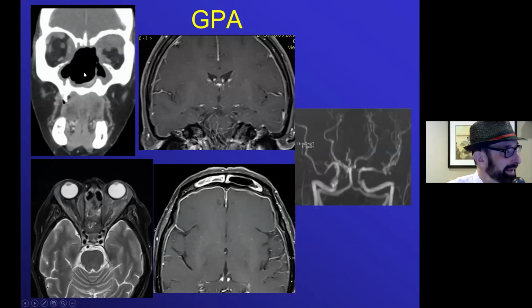So here is my vision of GPA as a neuroradiologist. That is sinonasal disease associated with nasal septal perforation, bony erosion, and potentially involvement of the orbits with this diffuse inflammatory process that encases the extraocular muscles and the extraconal space, and generally low signal intensity on T2 weighted images of the orbits as well as the sinonasal cavity.